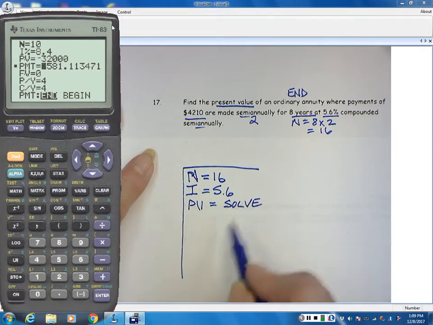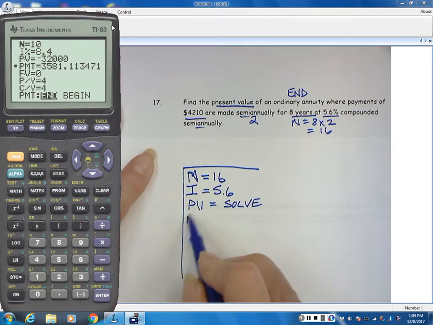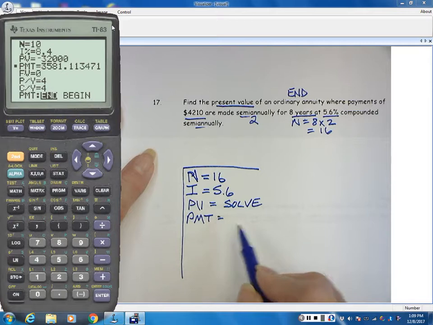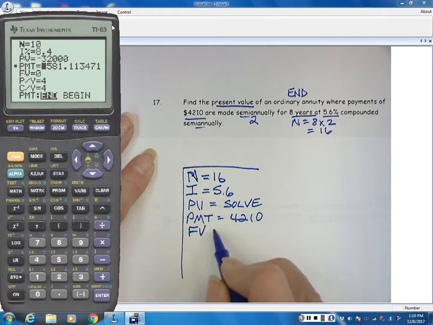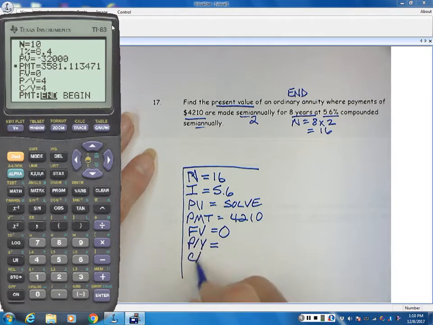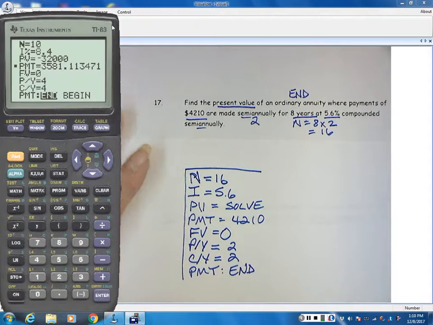So we're going to solve for the present value. And the payment amounts are $4,210. The future value we're not interested in, so we're just going to leave it as 0. P/Y and C/Y are both going to be 2. And the payments are made at the end.